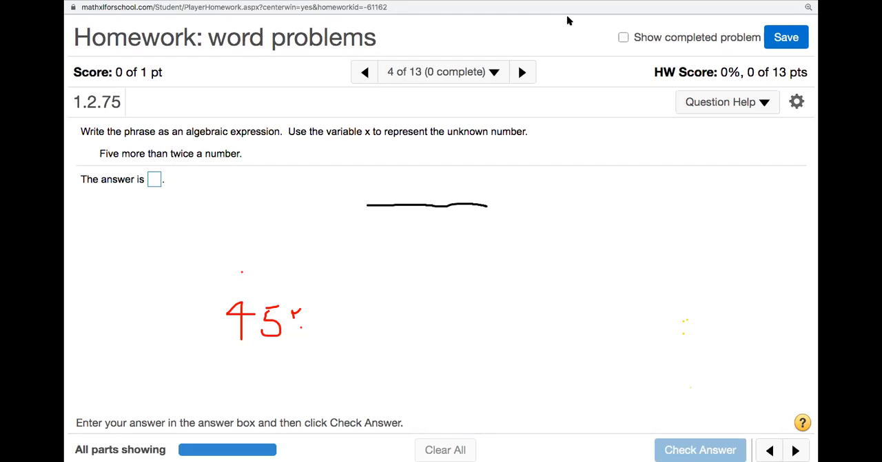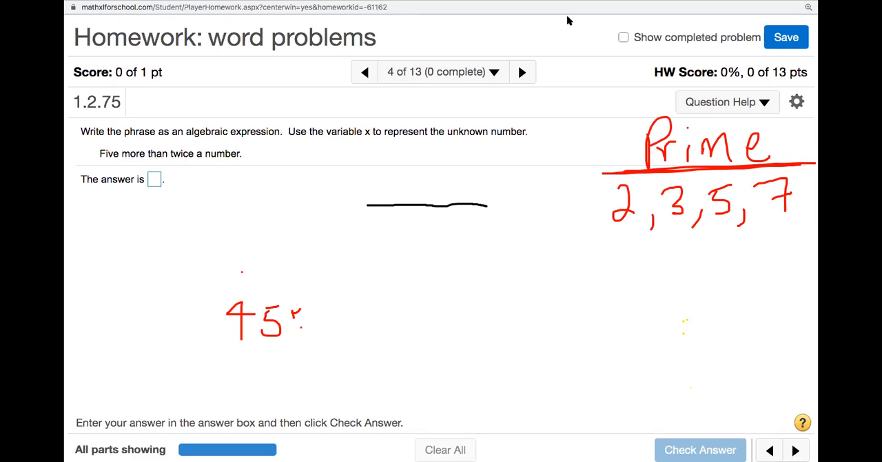Oh, it's 1, 3, 5, 9, 15, and 45. Okay. Oh, I hear you. But we're talking about prime numbers. What are prime numbers? Those numbers that have only 2 factors, 1 and itself, okay? So prime numbers are numbers like 2, 3, 5, 7. They only have 2 factors. They have a factor of 1 and then the number itself, okay?